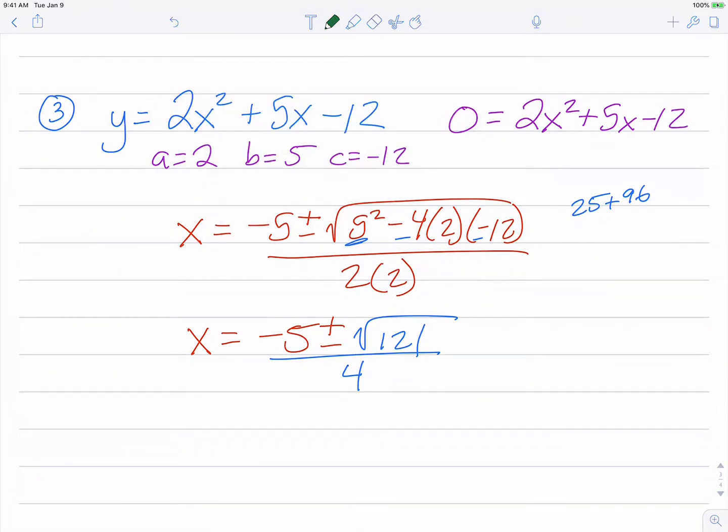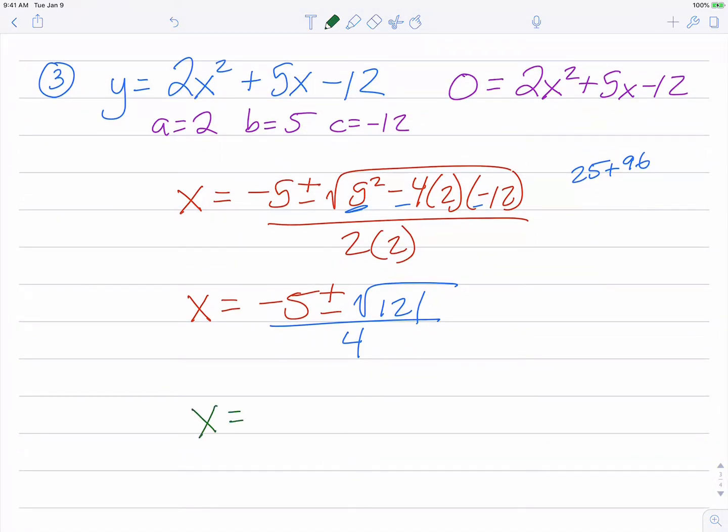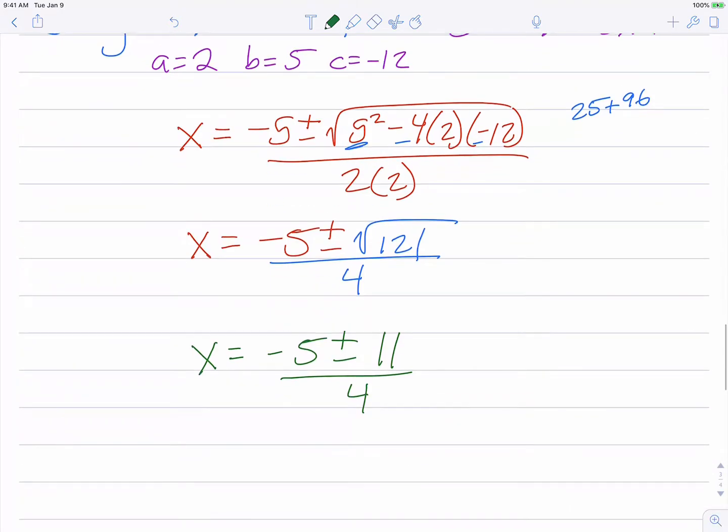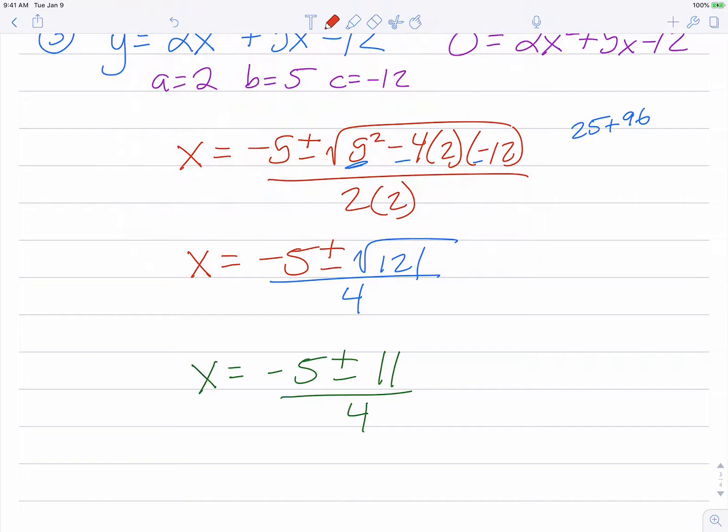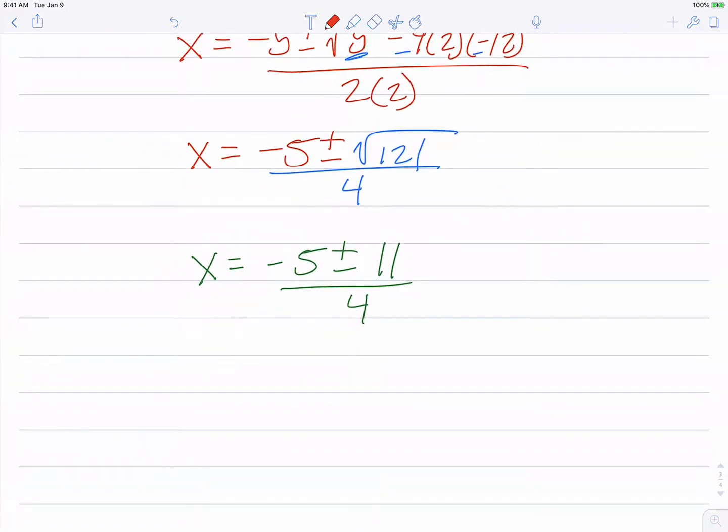121 you can actually take the square root of. So x equals -5 plus or minus the square root of 121, which is 11, over 4. So this problem, if I had tried, I could have factored it. Since I have a whole number, I could have factored it. But let's just say I didn't feel like factoring it. I can still use this. We are going to find the two answers.